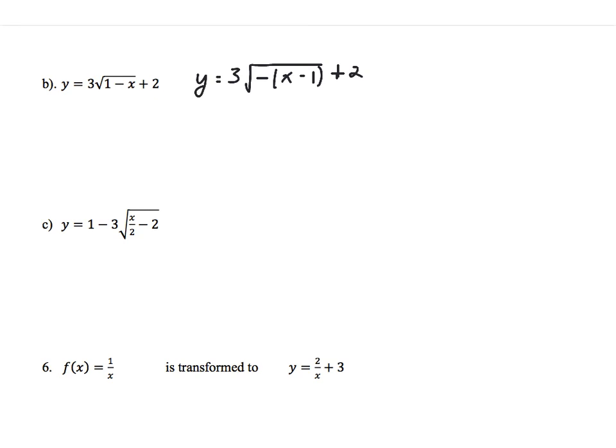Notice for 5b that I've begun by rewriting the equation. Because I had my x value being subtracted, it had a coefficient of -1. So I needed to factor that negative out from both the x and from the 1. So I get negative parentheses x minus 1, close the parentheses, all underneath that square root sign. If we don't do that, then we're going to end up with translating it in the wrong direction.